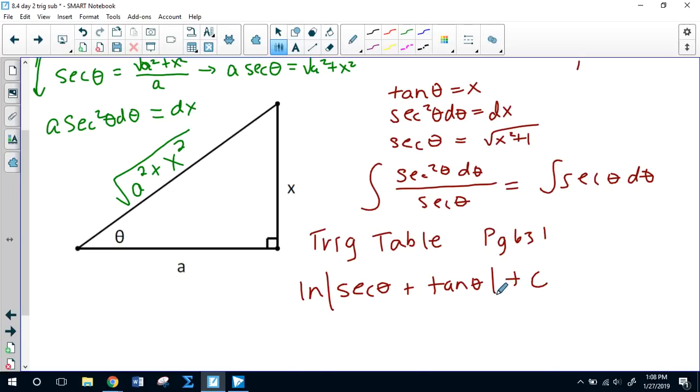Okay, this is what it's equal to, but I don't like this. I have to replace the secant and the tangent. So secant is equal to the square root of x squared plus 1, and tangent is equal to x. So this is the answer using this trig substitution method.